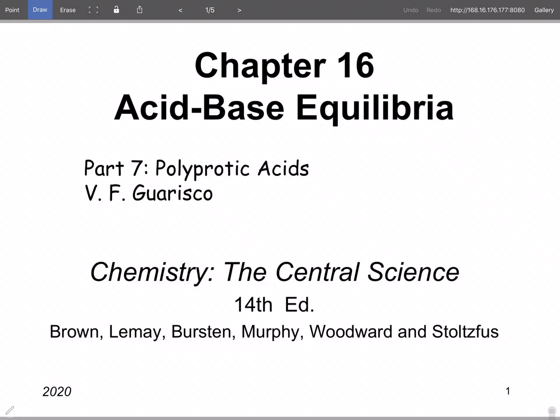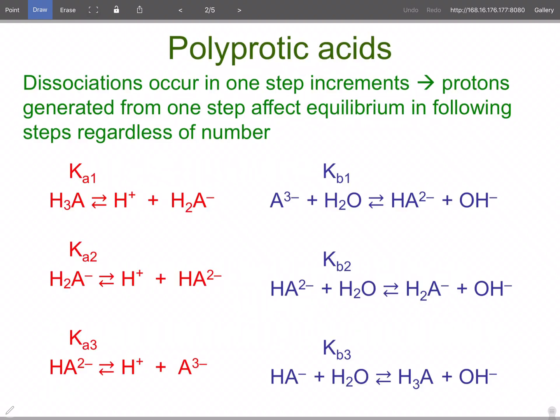You will not be asked to work a complete polyprotic acid. I will work one through for you, but I do want you to be aware of what goes on with them. It falls into the category of mixtures. So basically, polyprotic acids have multiple protons. Here we have a Ka1, Ka2, Ka3, just like I told you to do before.